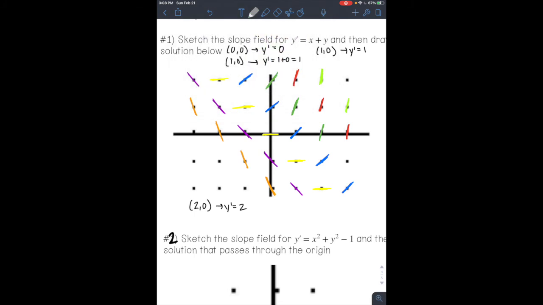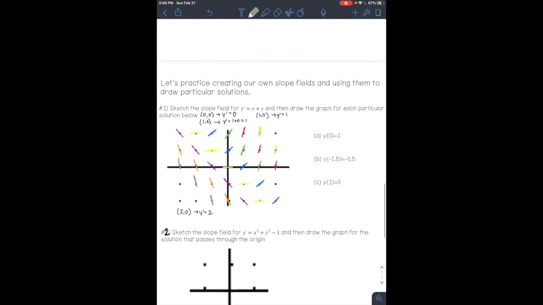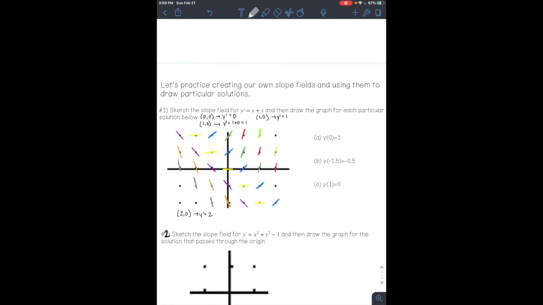And what about over here? If we go out -2, -1, that's a slope of -3. It's going to go like that, right? And then they're just going to get more negative from there. We're not going to finish the rest of it. Let's go on to the second part of the question.